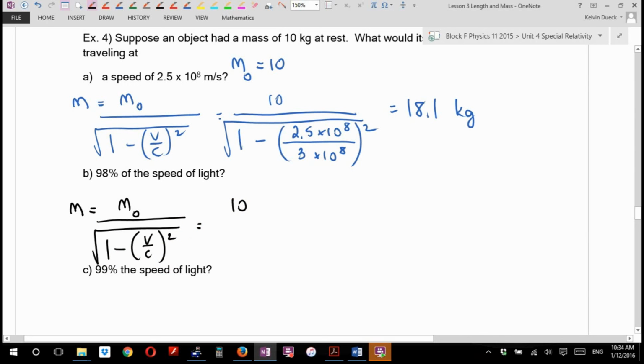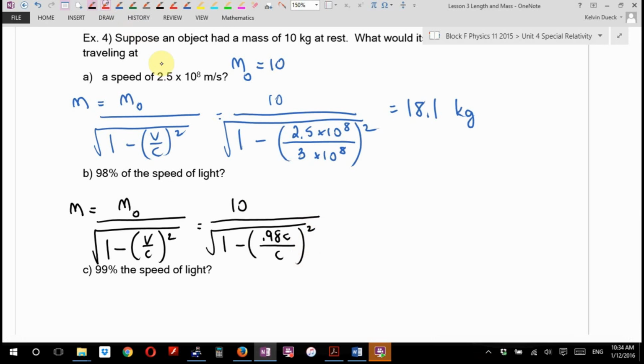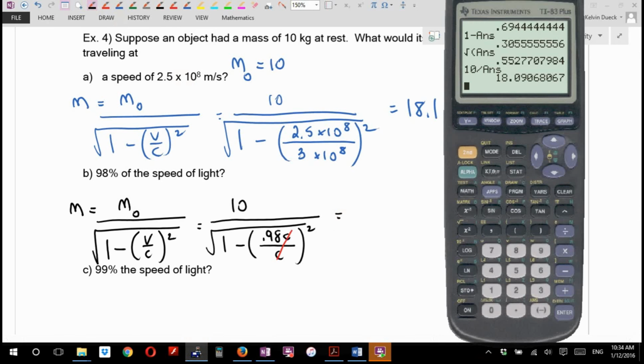Oh, John, did they give me the speed as a percentage of the speed of light? Yep. Yay, the c's will cancel. Square root of 1 minus 0.98c over c squared. The c's cancel. I think, Ryan, this one I'll try typing in one fell swoop. It's going to be 10 divided by the square root of 1 minus 0.98 squared.